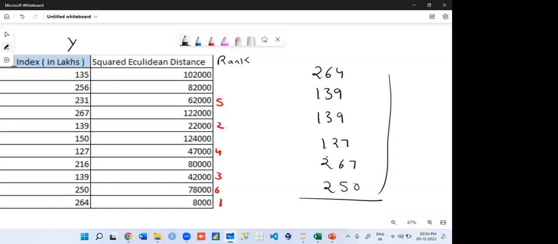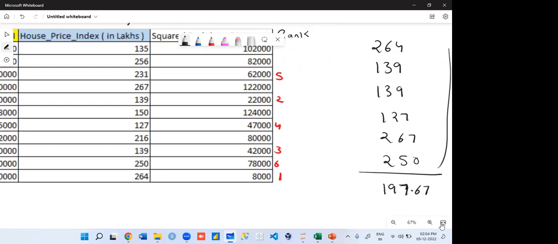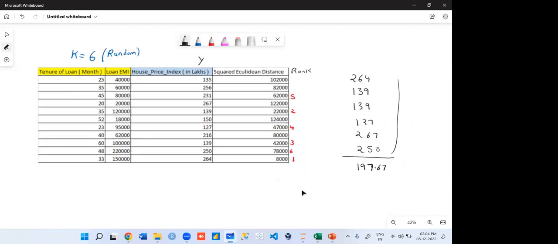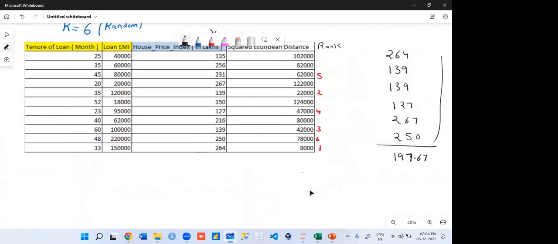186. How much is average? 190. So the price of the house which Akash is going to purchase in the next month is 197 lakhs. 1 crore 97 lakhs. Well done, Akash. Thank you. Logic clear, guys, how the prediction works?